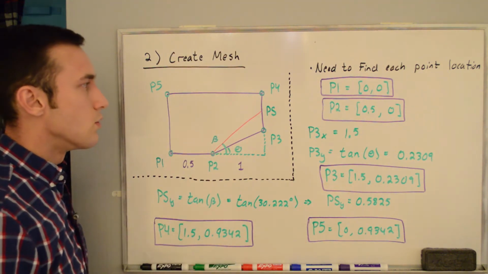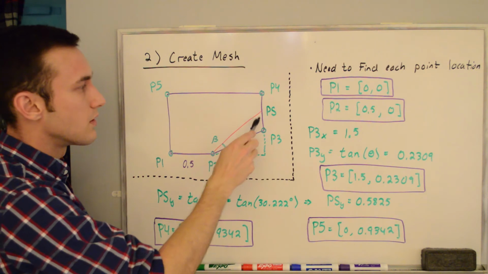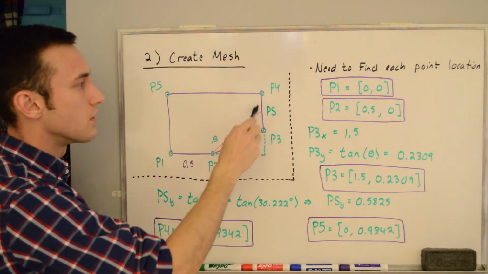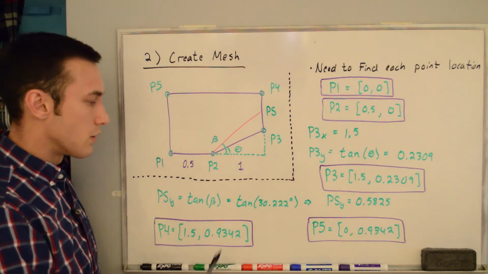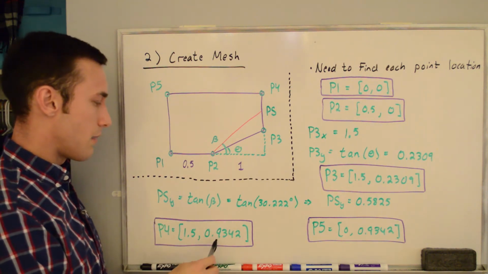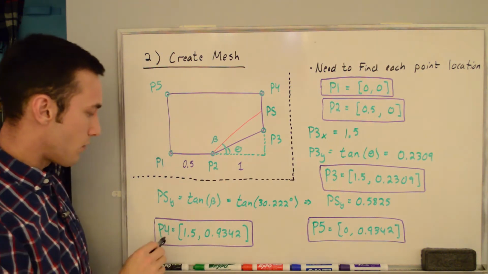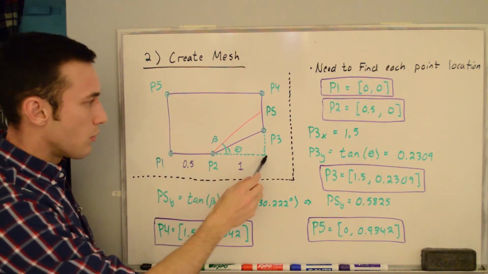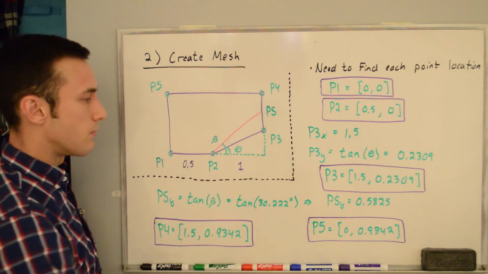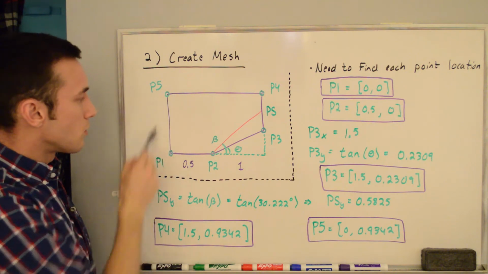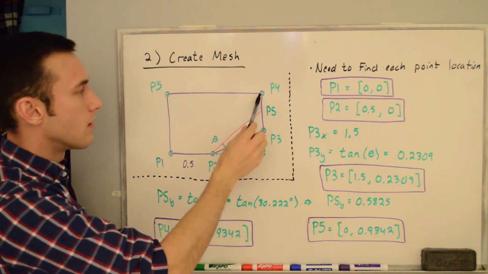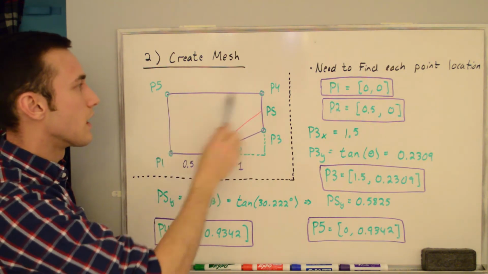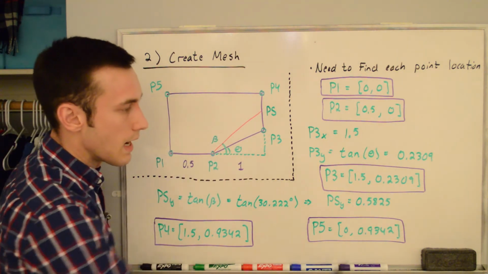What I decided to do was to stipulate that this distance here is equal to this distance here, and so the top boundary ends up being, in my particular mesh that I'll post, at 0.9342. So P4 is at 1.5 and 0.9342, and then P5 is simple because we're back over right above P1, so we're at x equal to 0, and we're still up at that P4 height, because it's horizontal over from P4, so we're up at 0.9342.